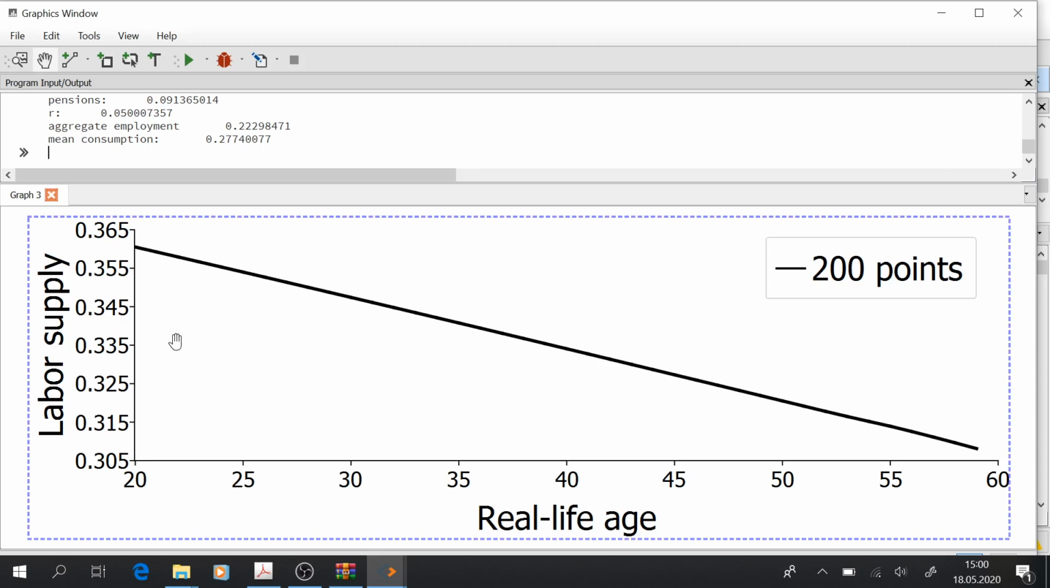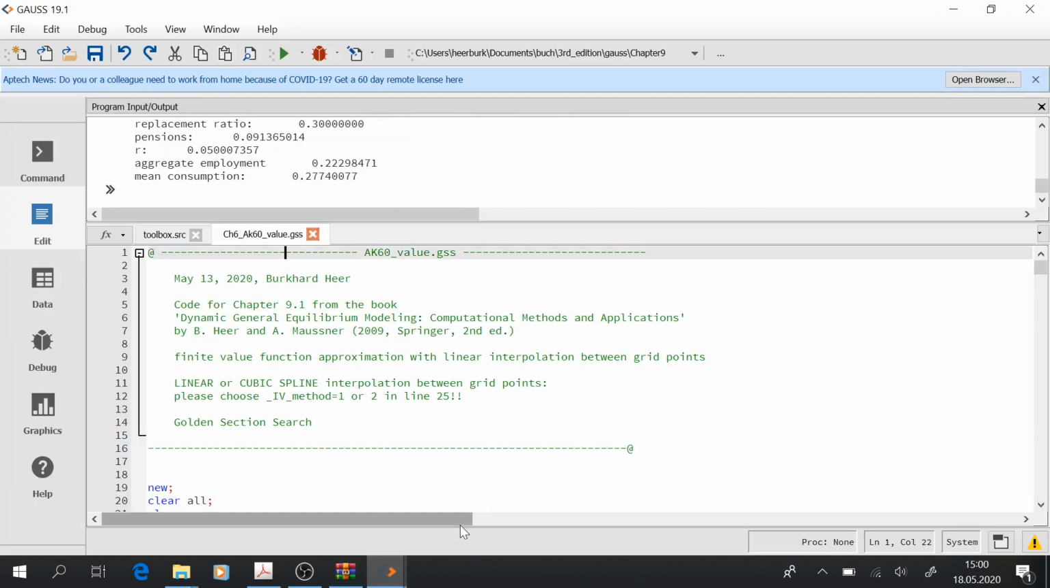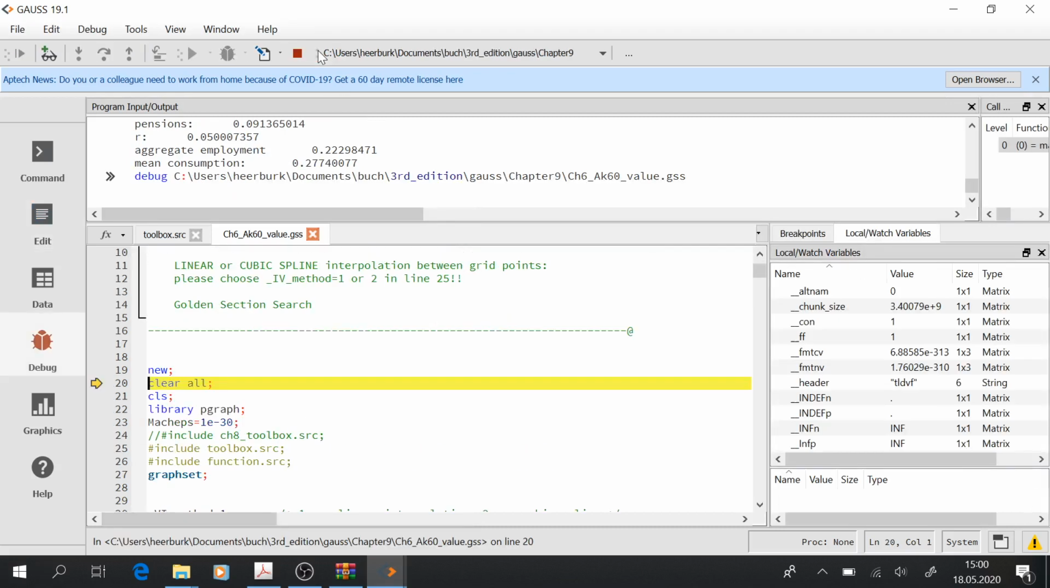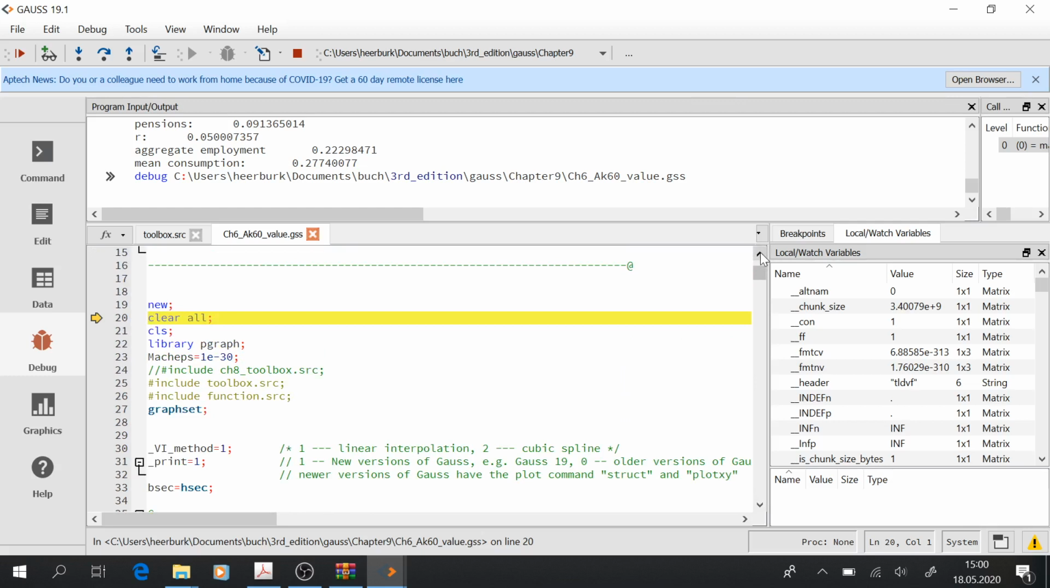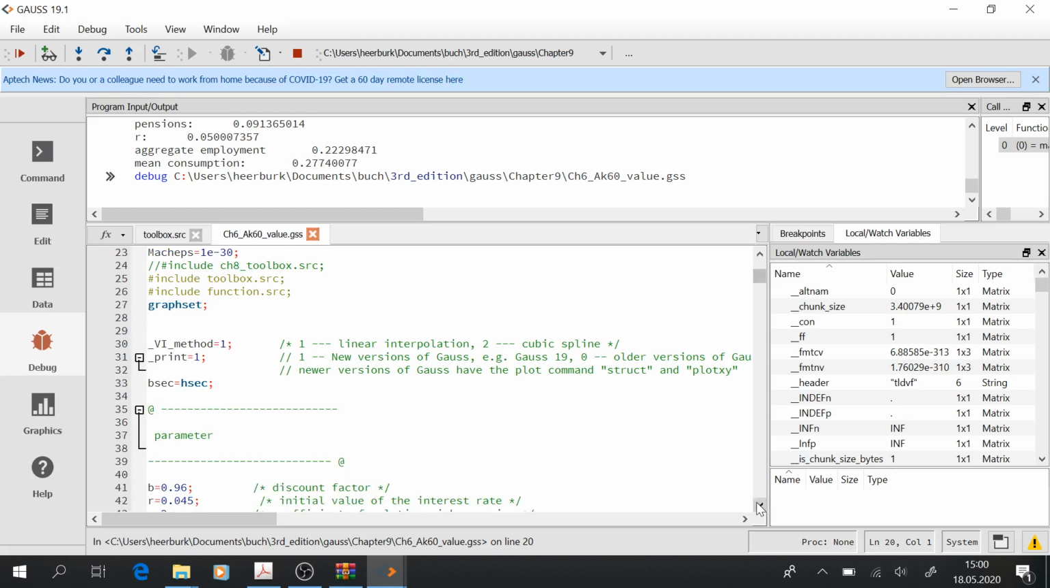Now let's get into the code. And therefore, let's debug the code. So we use the debugging function here in GAUSS and skip through the problem here. In the first part, just like always, we clear the memory, we clear all variable names, and we clear the screen, and we load our auxiliary programs toolbox.src and function.src into memory so that we can, for example, run optimization routines.